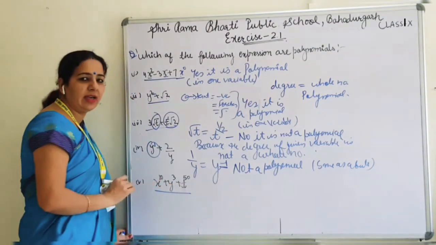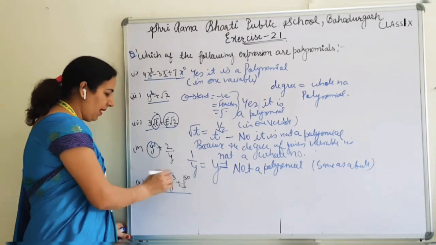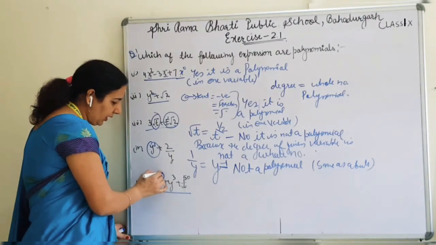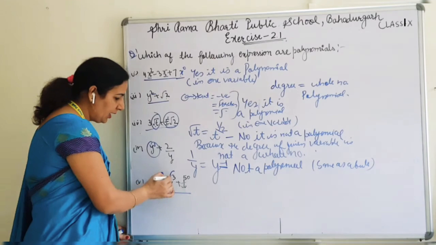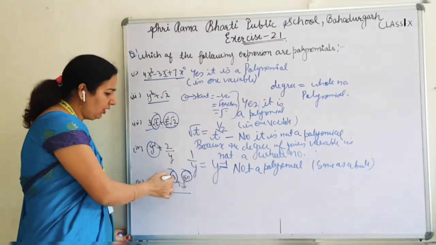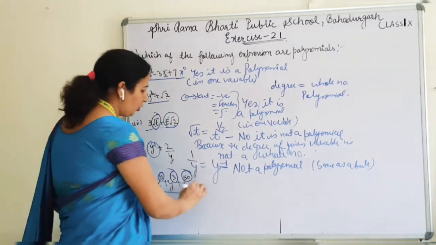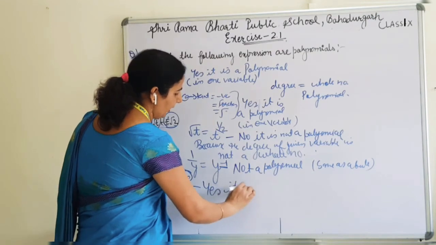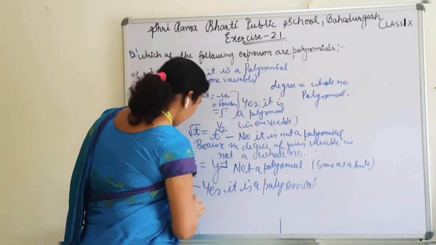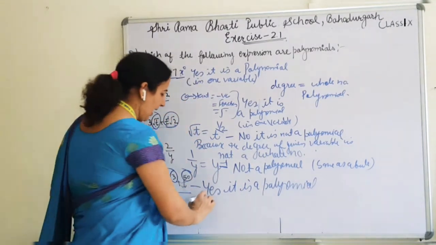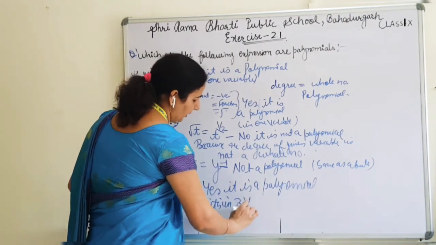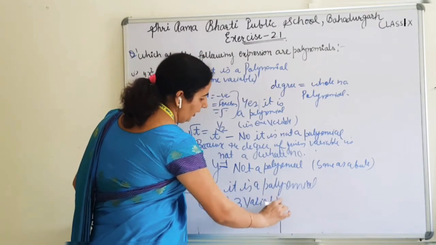Next is x power 10 plus y cube plus t power 50. X, y, t, they have taken many variables. But what is the degree of each variable? 10, whole number. 3, whole number. 50, whole number. So all these have the degree as a whole number. So yes, it is a polynomial. Why? Because the degree is a whole number and it is in 3 variables.